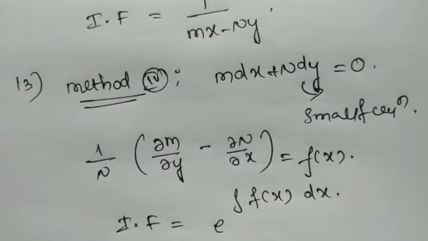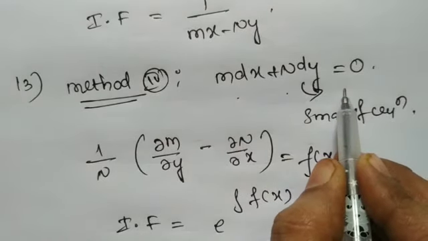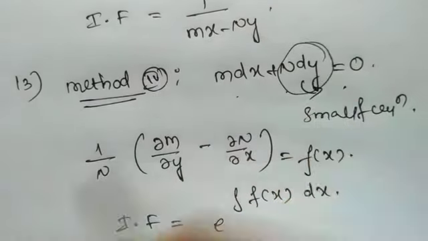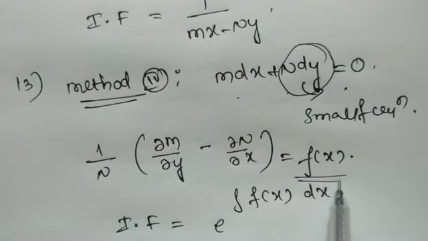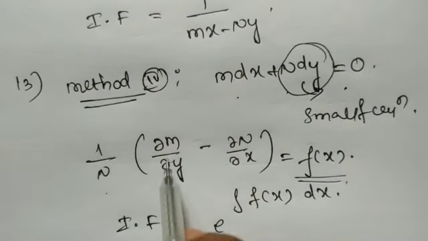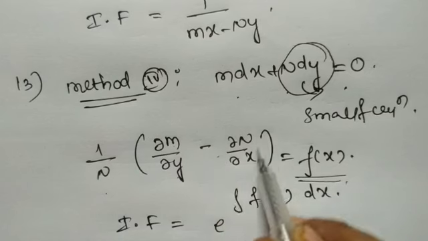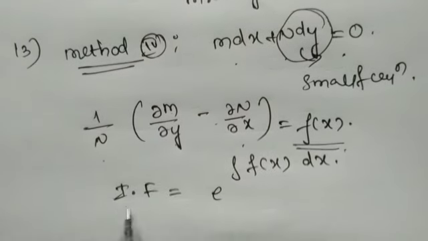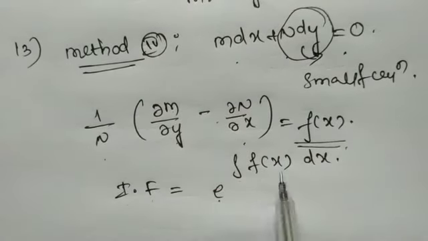So here M dx plus N dy equal to 0. Here N is a small function, then f of x equal to 1 by N of (dou M by dou y minus dou N by dou x). So the integrating factor is e power integration of f of x dx.